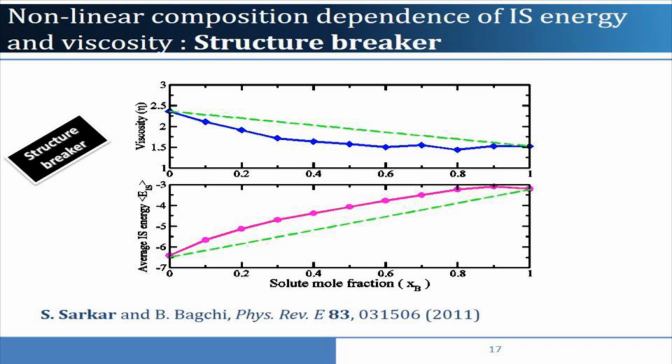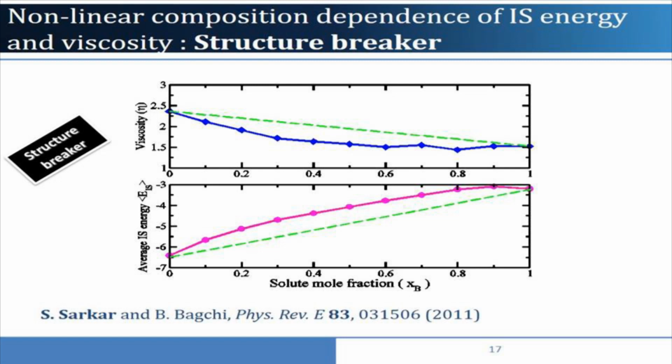here, almost mirror images of each other, the average energy goes up. That means the system becomes unstable. They are still mixed, they are not phase separated. I will show you some phase separation here. But this is a beautiful explanation of how structure breaker properties are reflected in the average inherent structure energy.